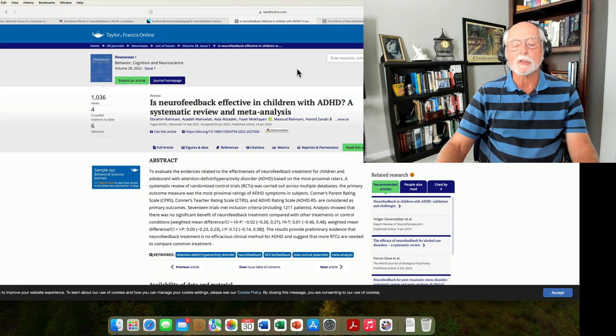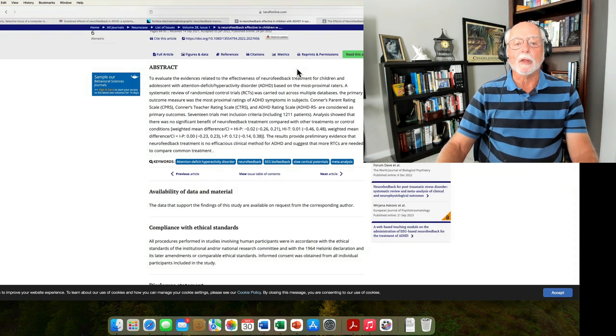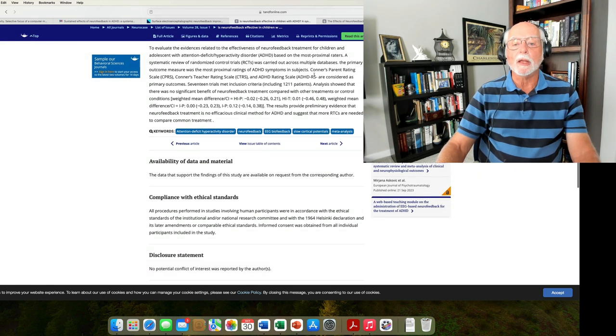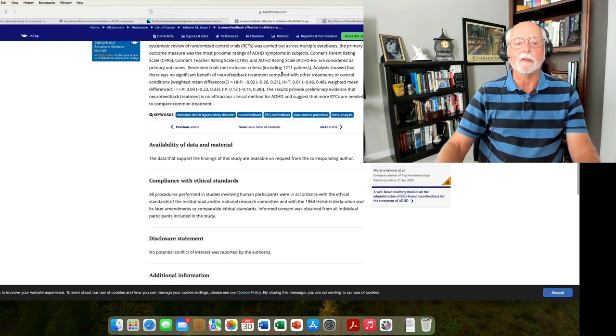Now, let's go on and look at yet another review, a systematic review and meta-analysis, this one focusing primarily on children, published in the journal NeuroCase. This looked at ratings out in the real world, a systematic review of randomized trials across multiple databases, looking at parent and teacher ratings of ADHD as well as self-report ratings in some cases, but primarily parent and teacher ratings on the Conners scales and the ADHD rating scale.